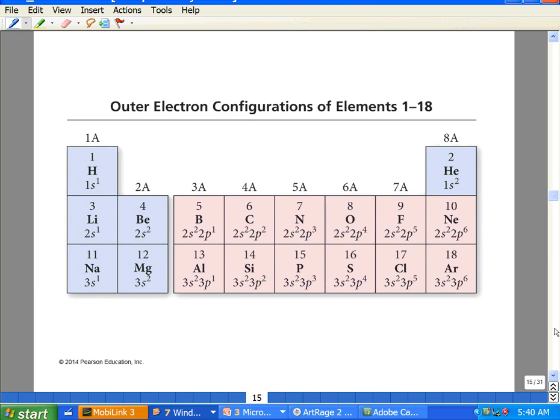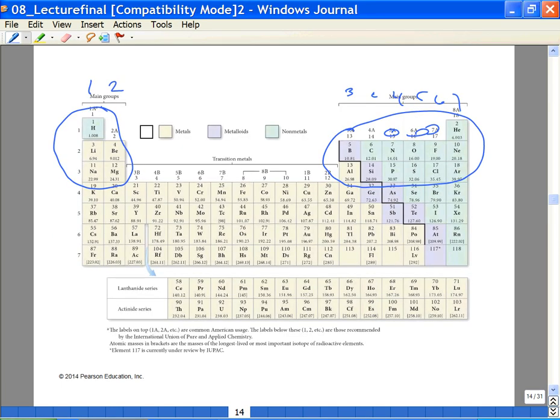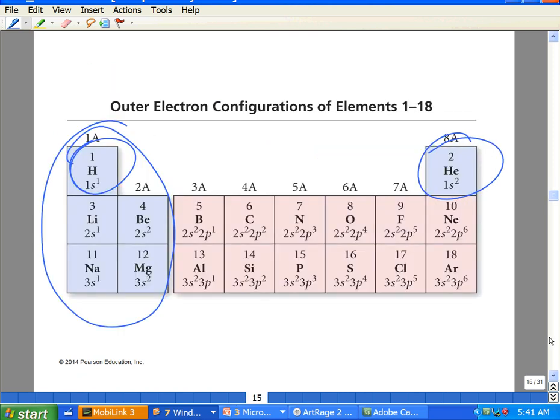So looking here, this is our S block. Everything that's over here corresponds to what we call our S block on this side of the periodic table. And I'm gonna clarify in just a second. Just bear with me. Everything on this side right here is called our P block. And that corresponds to these right here.